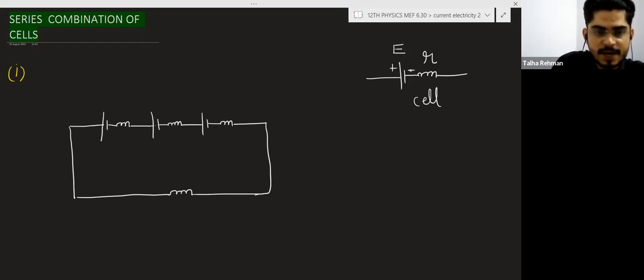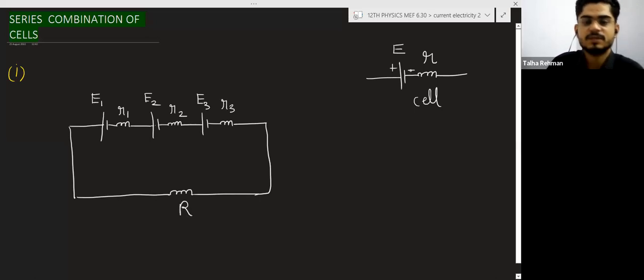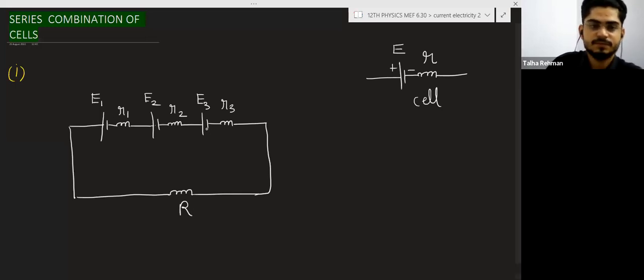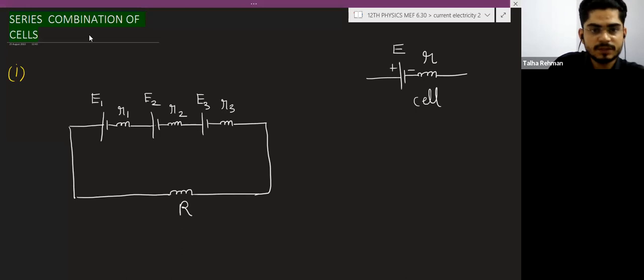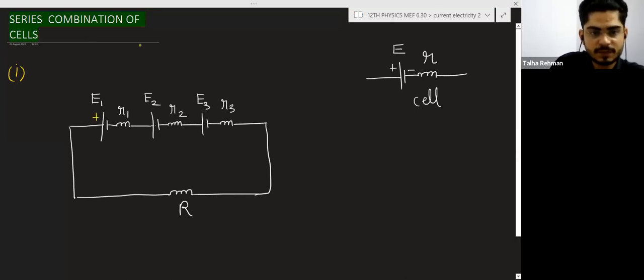Now this cell has EMF E1, internal resistance R1, E2, R2, E3, R3. This is the external resistance R. Three cells I have connected, and this is the combination in which the positive, this is negative, means the negative terminal.